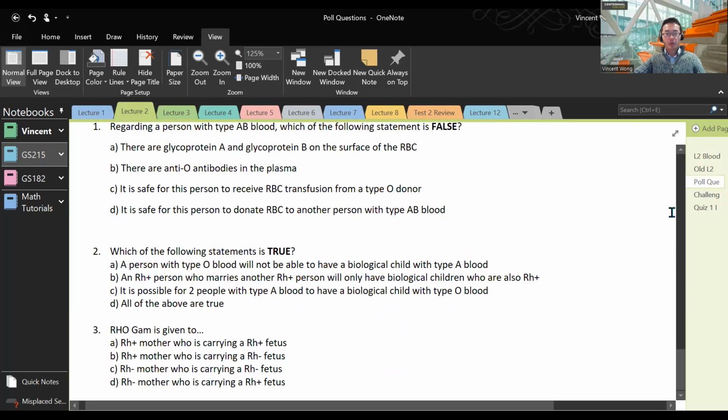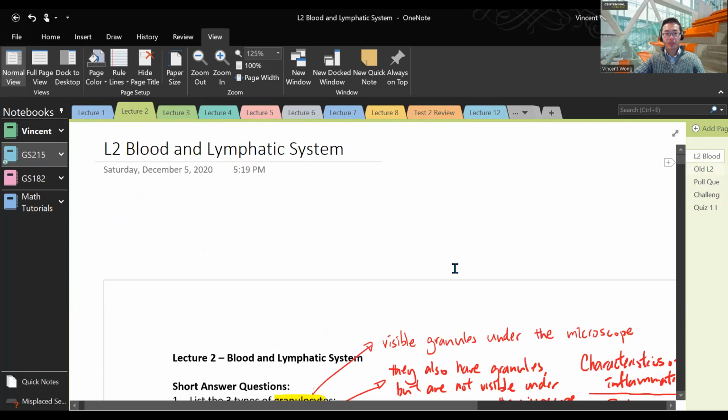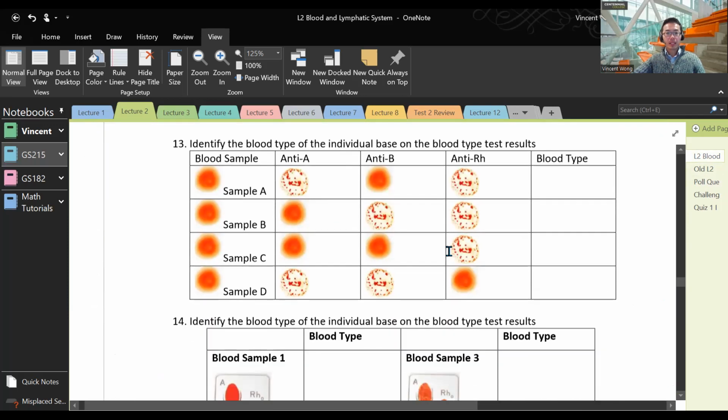Yes, we have more polls, but we also need to fill in this thing. So let's keep going for now.